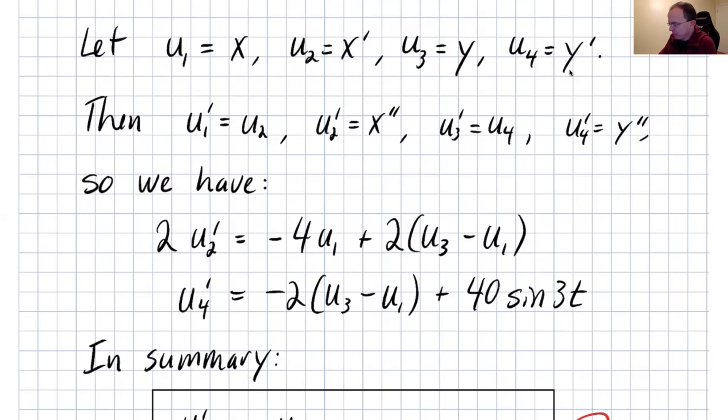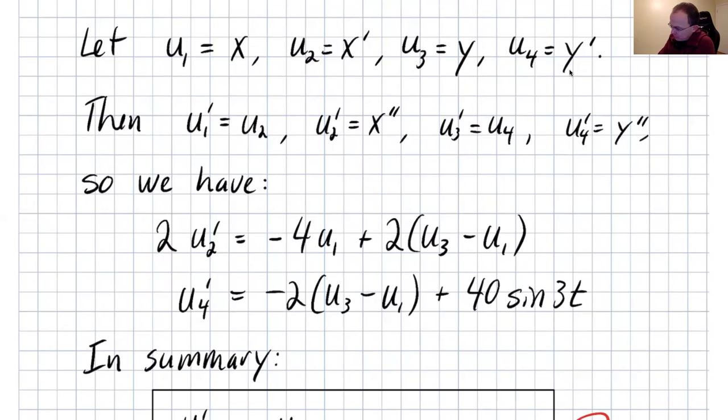And then in order to replace the second derivative with a first derivative, we let u2 equal x prime. This will allow us to replace the second derivative of x, because x double prime will then be equal to u2 prime. So that'll be the first derivative of u2, and we'll be able to get rid of the second derivative. So we'll see how that works.